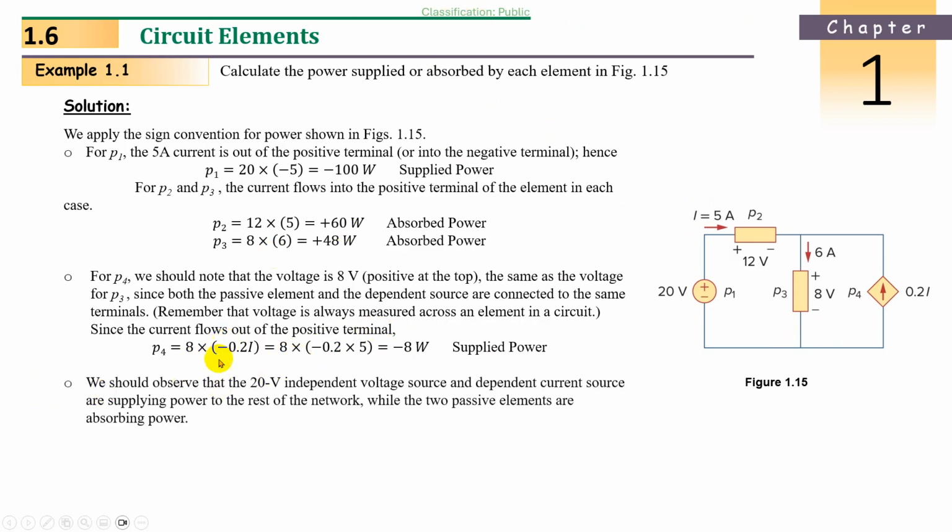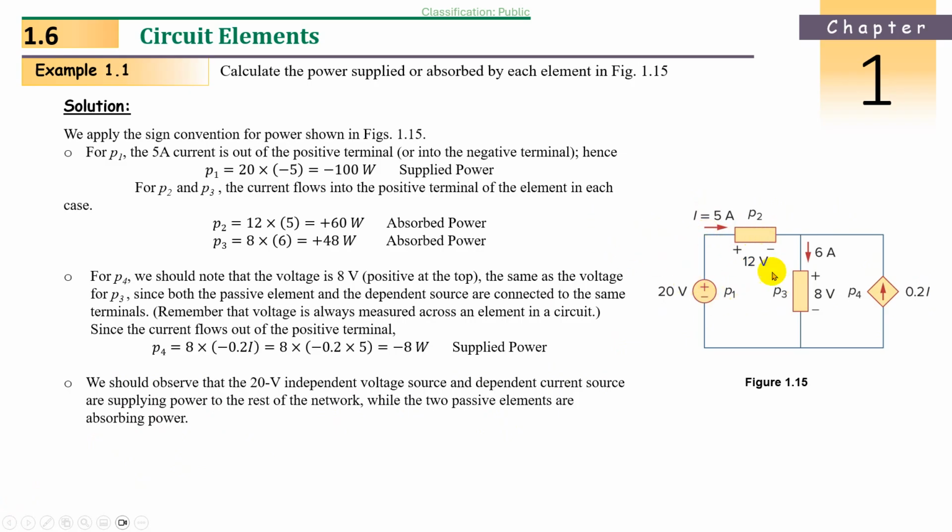So we should observe that the 20 volts independent voltage source and the dependent current source are supplying power to the rest of the network. The rest of the network means these two. In these two, power is supplied from this and from this, while the two passive elements are absorbing power, taking the power.